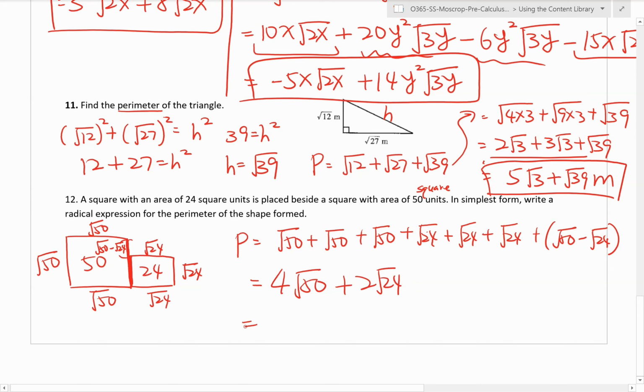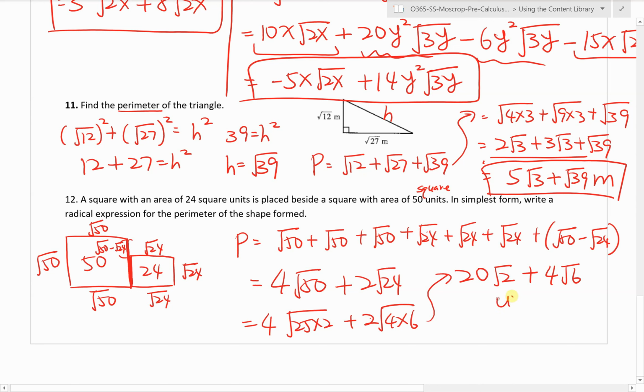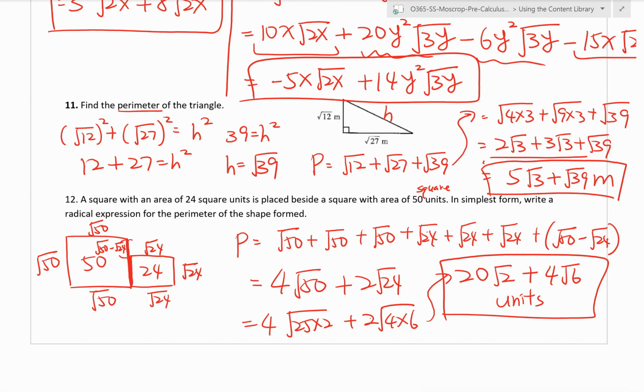Now we can simplify this. 50 is 25 times 2 plus 24 is 4 times 6. So this is going to be root 25 is 5. 5 times 4 is 20. Square root of 4 is 2. 2 times 2 is 4. Root 6 remains. Units. This will be the final answer, because you cannot combine them, right? They are not like terms. So that is it. Okay, so that's the end of this lesson.